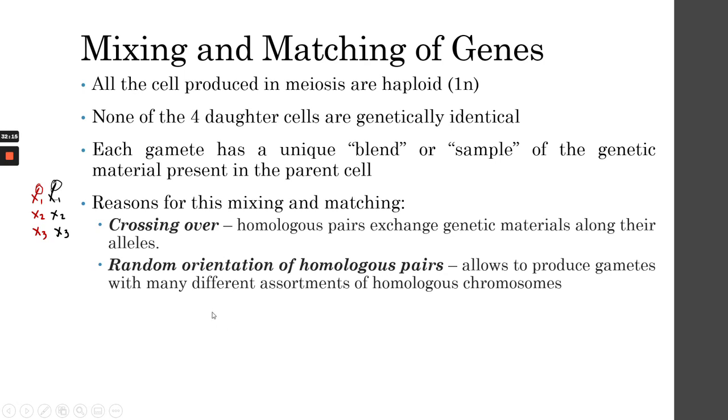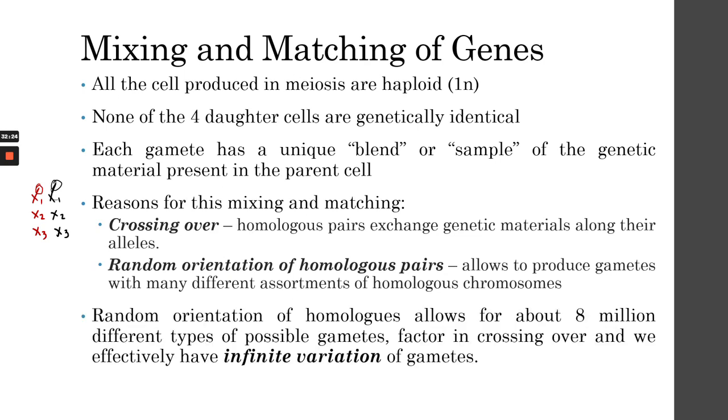And what happens is, after crossing over and random orientation of separation, there is mixing and matching of genes. And what happens in the end is you have basically an infinite variation of gametes. So the haploid cells that are created are genetically non-identical. The DNA sample inside is not the same DNA sample as in the other sperm cells or other egg cells. Random orientation alone creates 8 million different types of possible gametes.